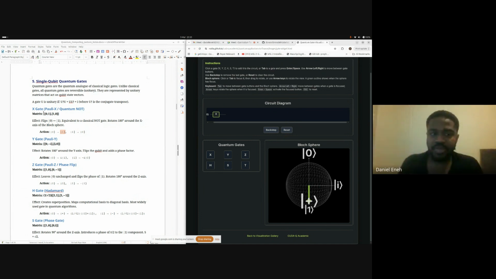So the X gate has this matrix of 0, 1, 1, 0. Does everybody understand this? Good.